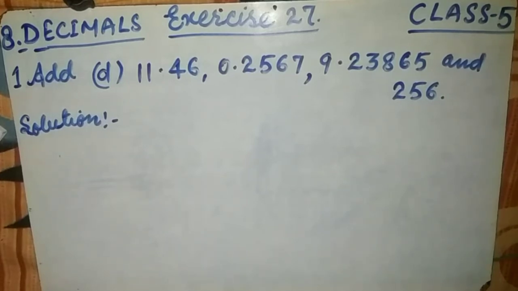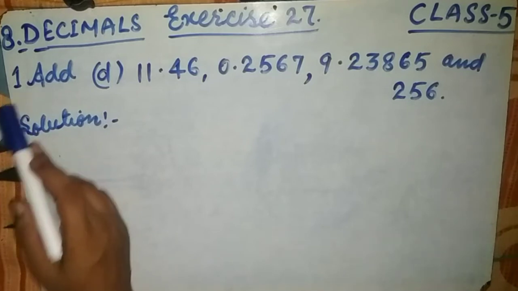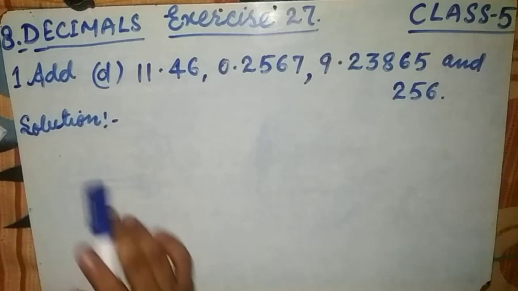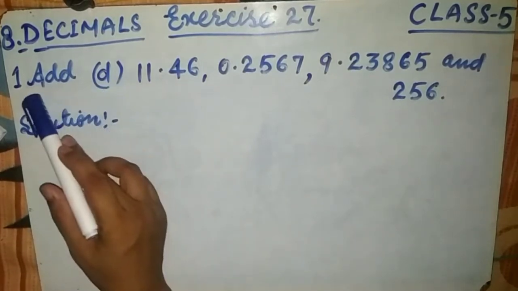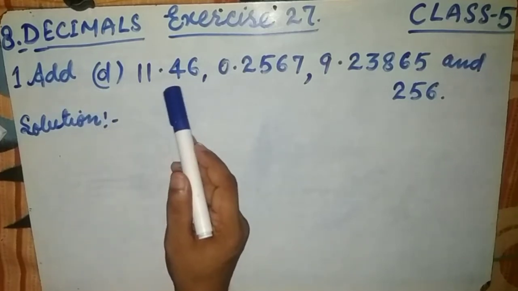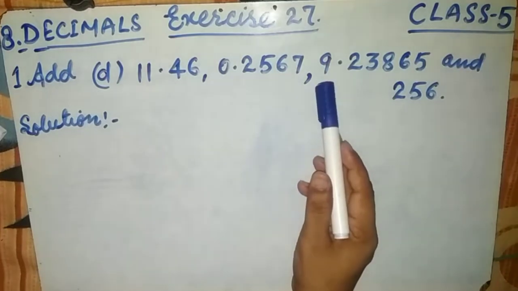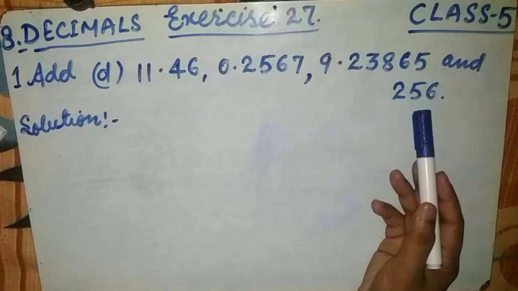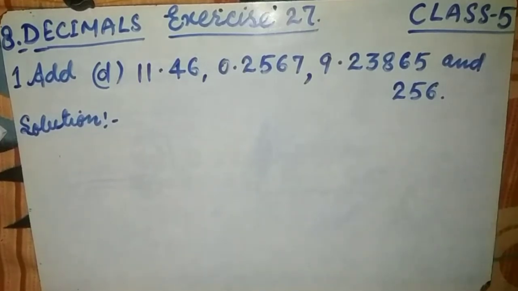So friends, have a look. We have taken question number 1, add. Question number 1 has 4 sub-questions, A, B, C and D, and we have taken D. So please have a look, friends. D says add 11.46, 0.2567, 9.23865 and 256. So friends, these are different types of decimal fractions.